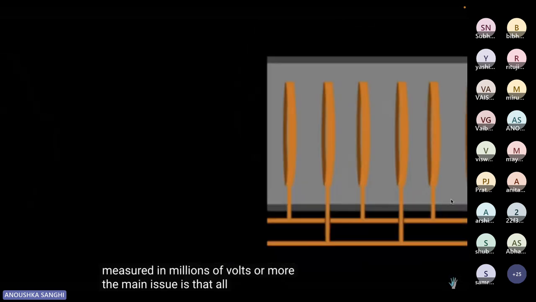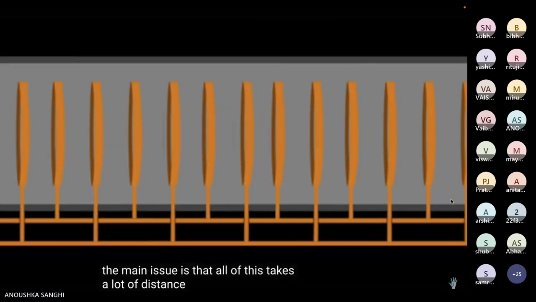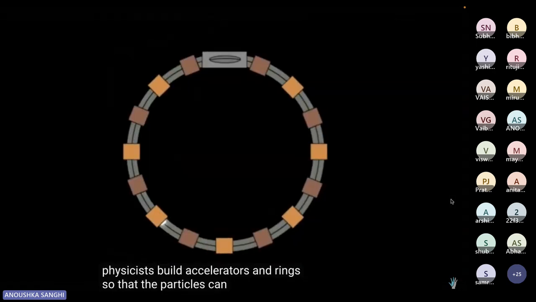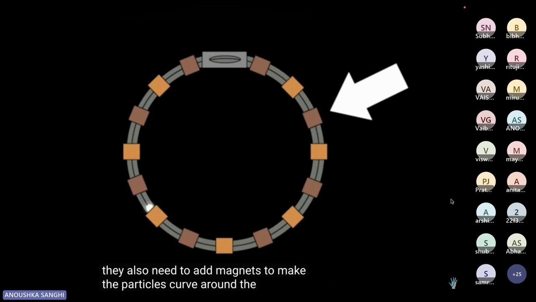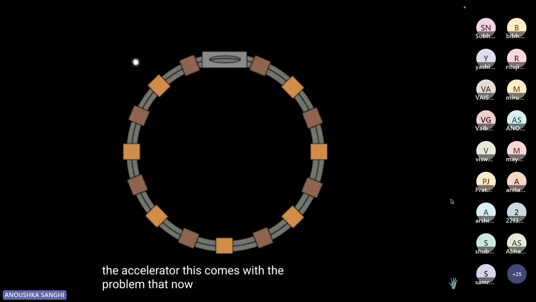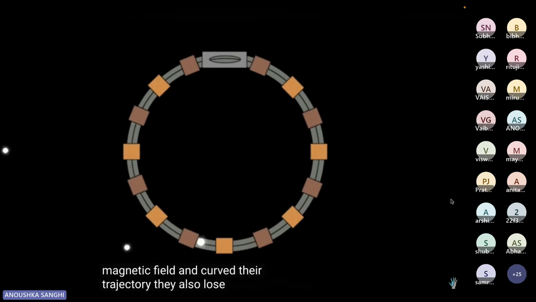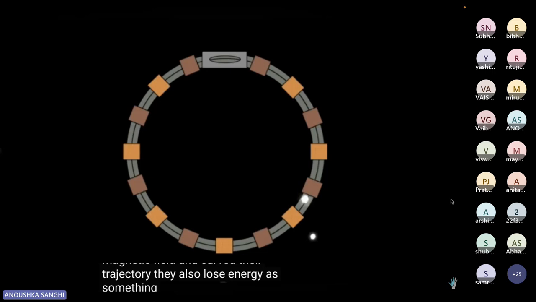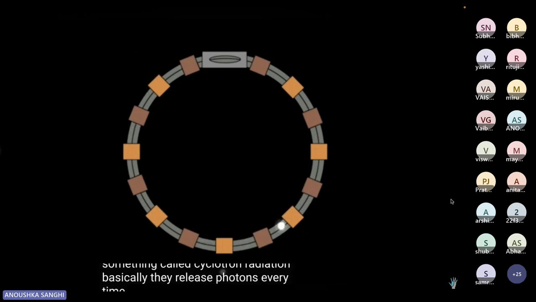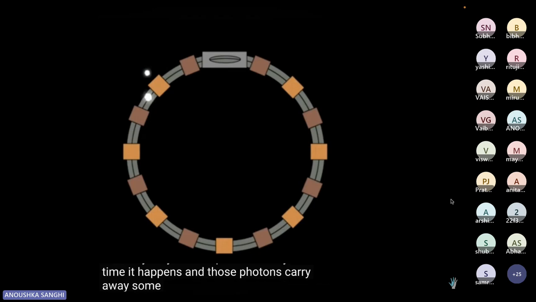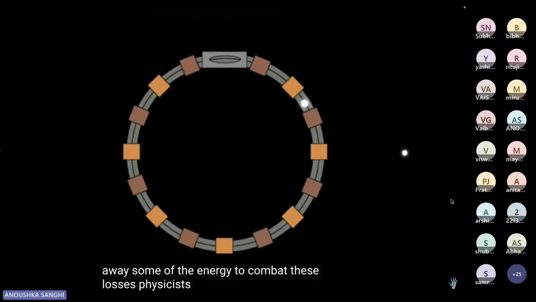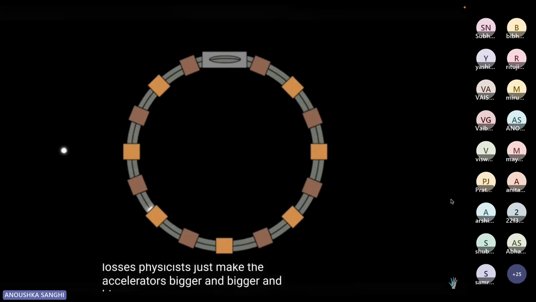The main issue is that all of this takes a lot of distance to get things up to really high speeds and energies. So physicists build accelerators in rings so that the particles can go through a bunch of times and slowly build up that energy. However, to make that possible, they also need to add magnets to make the particles curve around the path of the accelerator. This comes with the problem that now every time the accelerating particles interact with a magnetic field and curve their trajectory, they also lose energy as something called cyclotron radiation. Basically, they release photons every time it happens, and those photons carry away some of the energy. To combat these losses, physicists just make the accelerators bigger and bigger and bigger.